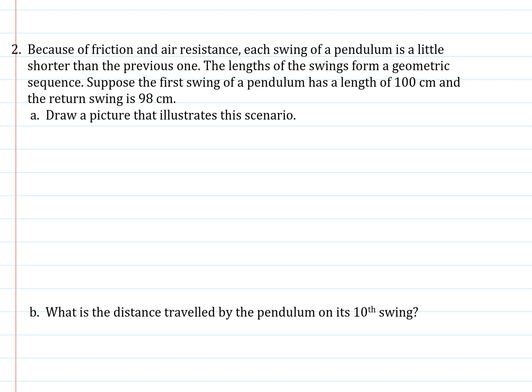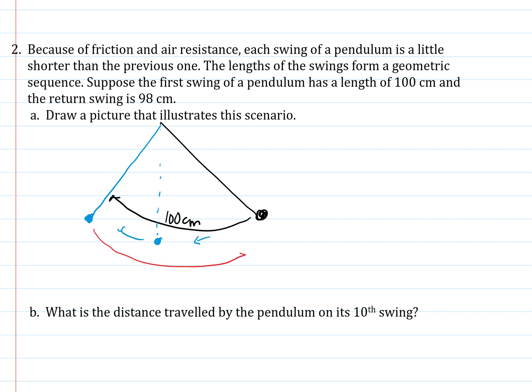Draw a picture. So what's happening is you have some object that's swinging, and the first swing was 100 centimeters long. And then when that object swings back, it's going to swing, and then when it returns, it's not going quite as far. It's only going 98 centimeters. And then we would anticipate, again, it's not going quite as far, it's not going quite as far. Eventually, this guy's going to slow down and be still.